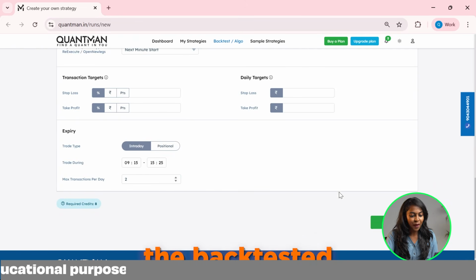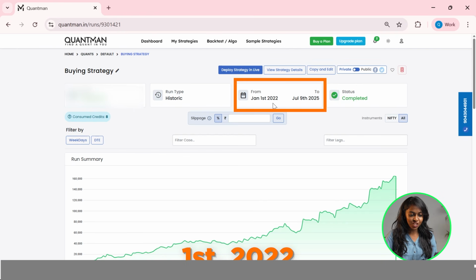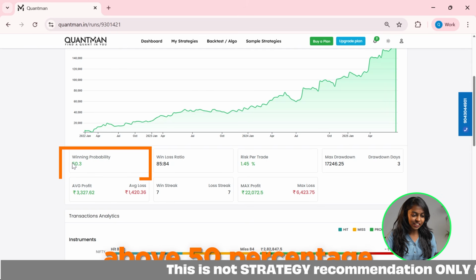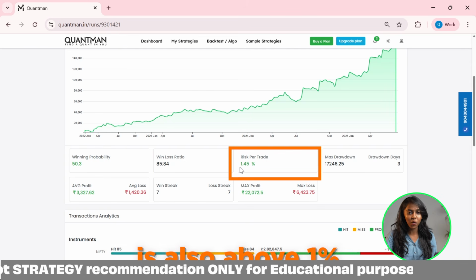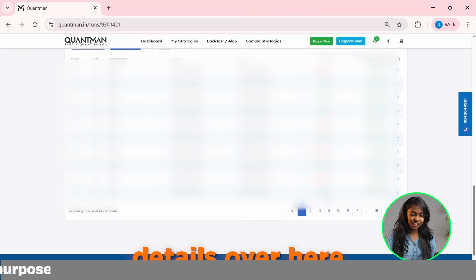So let's see the backtested results. These are the results from January 1, 2022 till date. My winning probability is also above 50% and my risk per trade is also above 1%. So you can see all the heat maps over here and the transaction details over here.